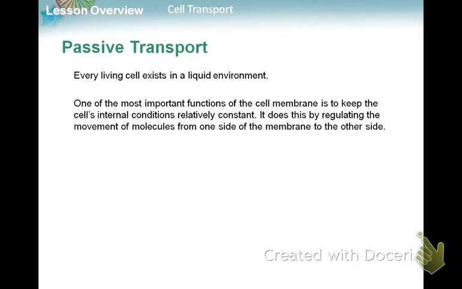Cells exist in liquids, and one of the most important things that a cell membrane does is maintain homeostasis. There we go, homeostasis again. And it does this by regulating the movement of molecules across the cell membrane.